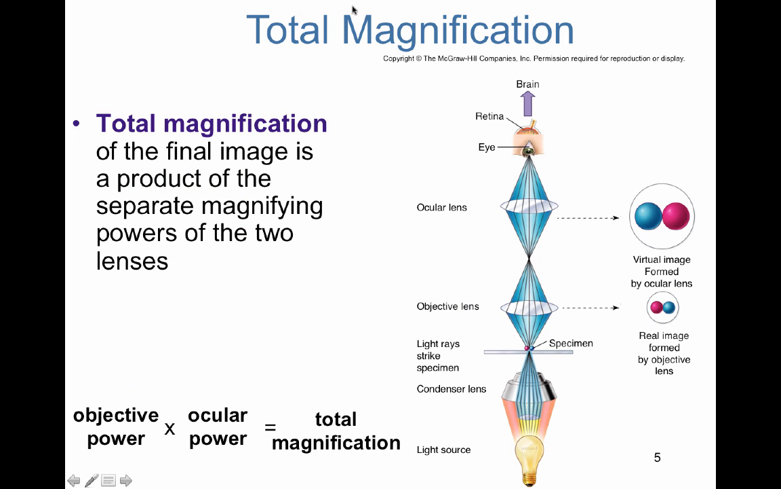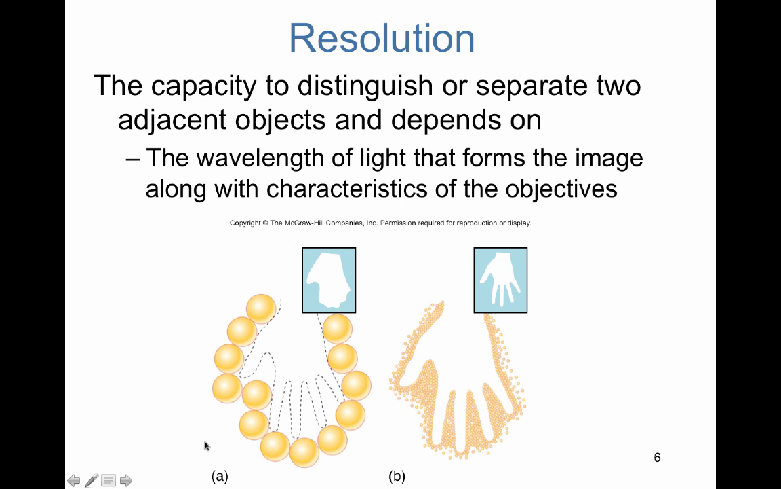Now, when you're utilizing this microscope and all different types of light microscopy, please remember that the total magnification is equal to whatever objective lens you have set to times the ocular, which is always 10. Okay, so the ocular is always 10. If you're on 10x, then the total would be 100. So the total magnification of the final virtual image that you're seeing here is the product of the separate magnifying powers of two lenses, objective and ocular.